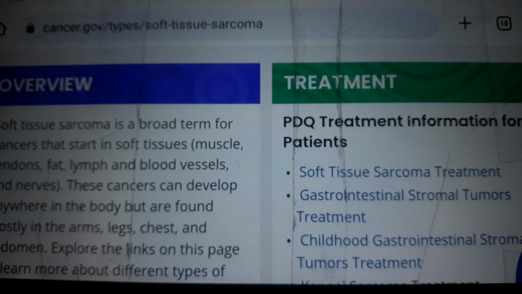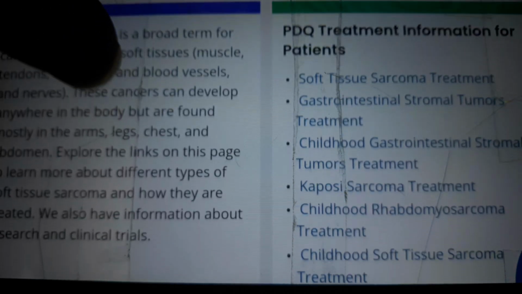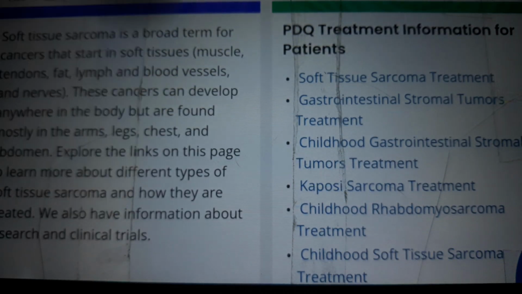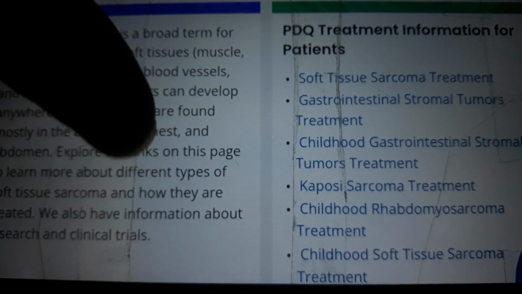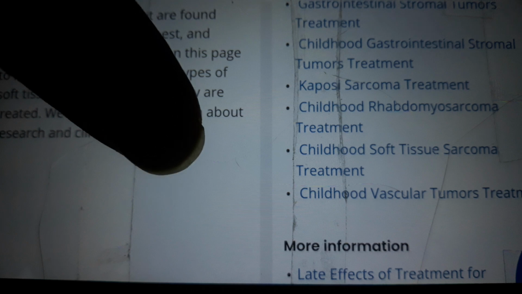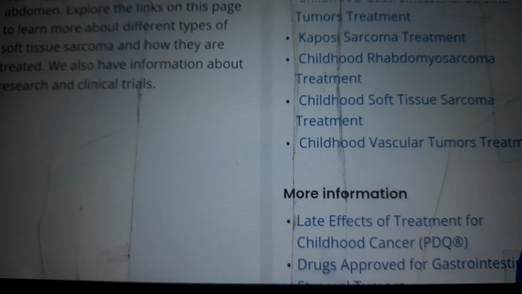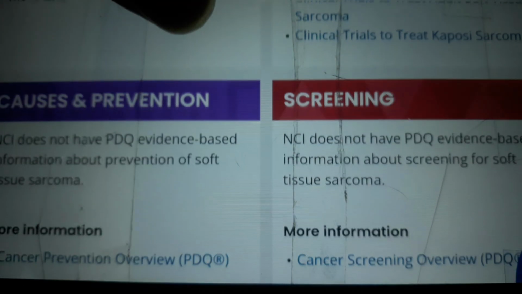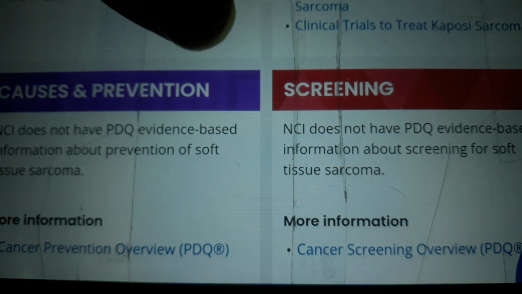Now the treatment part, PDQ treatment information for patients: soft tissue sarcoma treatment, gastrointestinal stromal tumors treatment, childhood gastrointestinal stromal tumors treatment, Kaposi sarcoma treatment, childhood rhabdomyosarcoma treatment, childhood soft tissue sarcoma treatment, and childhood vascular tumors treatment. And related aspects: see the causes and prevention and screening.